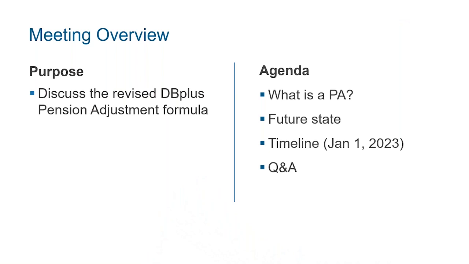So the purpose of today's session is really to discuss the revised pension adjustment formula for DBplus members. We will start by reviewing the current pension adjustment framework, and then we'll move on and discuss the revised DBplus pension adjustment formula. We will also talk about the timeline and the implementation date of January 1, 2023. And we will have some time today at the end to answer any questions that you may have. So now I'm going to pass it over to Margaret to begin today's session.